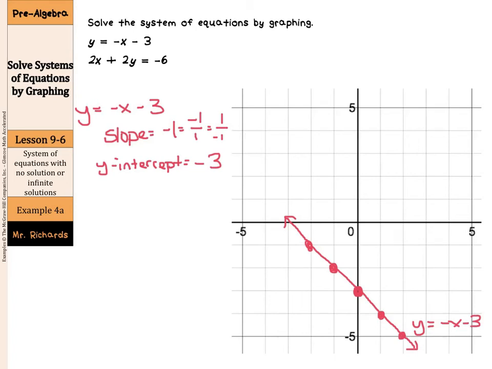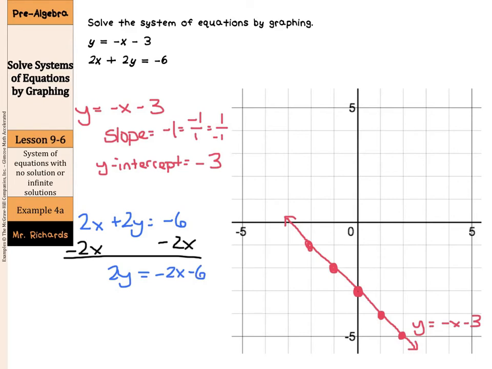Now my next equation is not in slope-intercept form yet. We have 2x plus 2y equals negative 6. Well, I need to solve for the y. So if I subtract 2x from both sides, I have 2y equals negative 2x minus 6. And then I need to divide everything by 2. This cancels, and I'm left with y equals negative x minus 3.